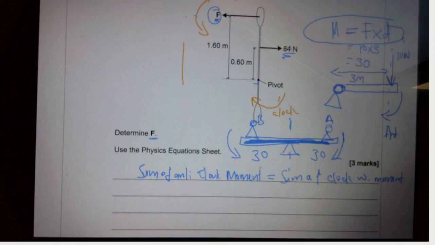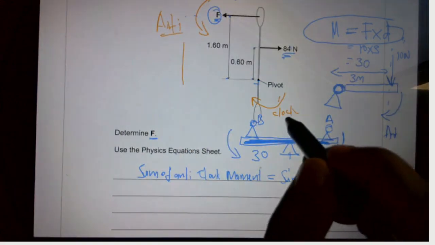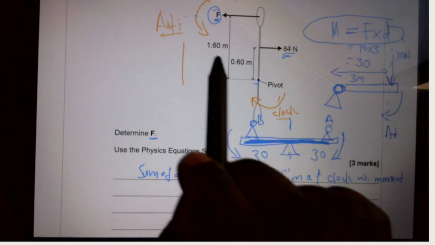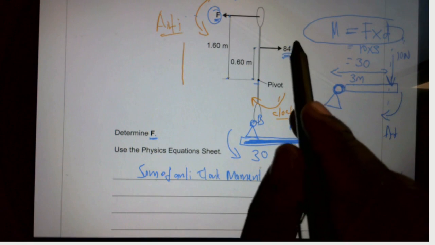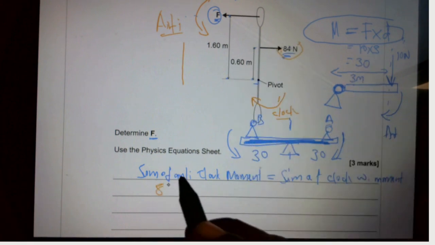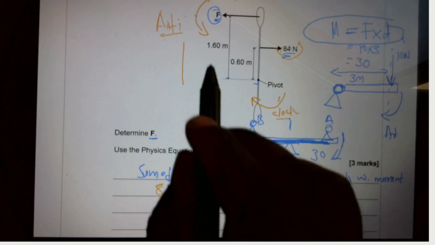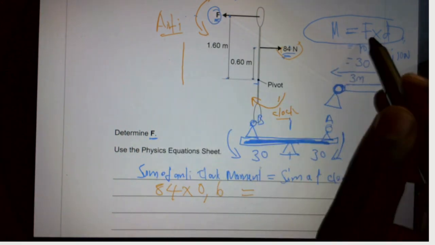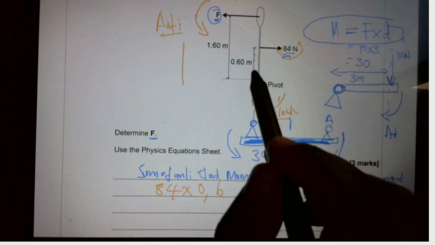And here, this one is anti-clockwise, and this one is clockwise. So, the clockwise moment is equal to the anti-clockwise moment. Let's check the clockwise moment. What is the force for the clockwise moment? The force is 84 and the distance is 0.6. Therefore, we'll say 84 multiplied by 0.6 is equal to, for this one, the force is F. Remember, moment is force multiplied by perpendicular distance. And this is the force multiplied by this perpendicular distance.